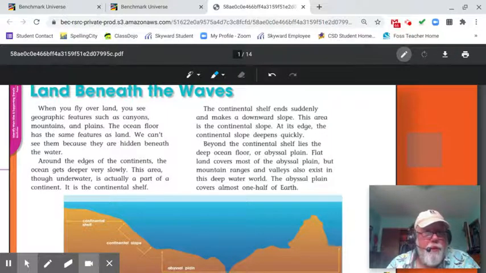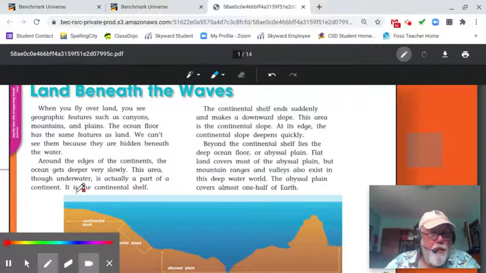So that paragraph, I'll pause reading. That paragraph was about the continental shelf. And I can kind of show that right here.